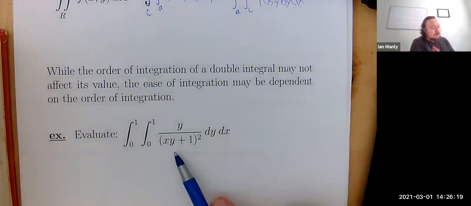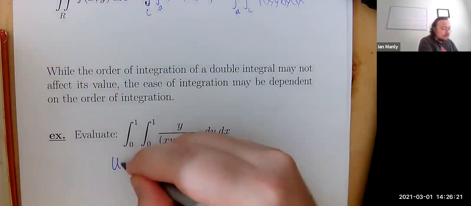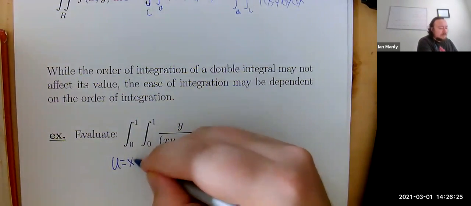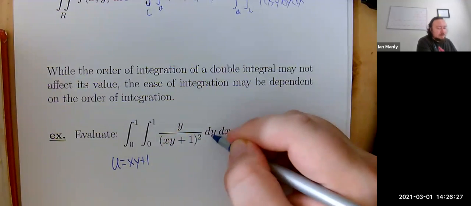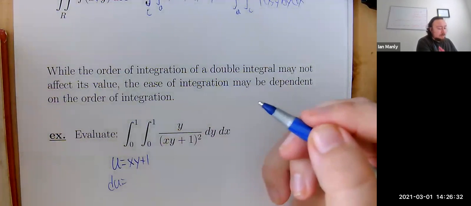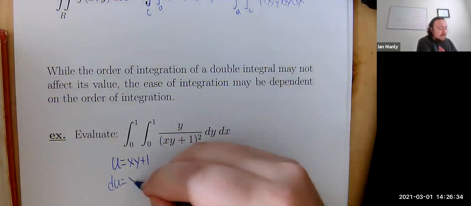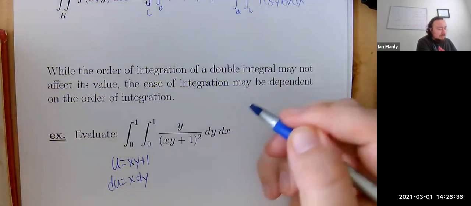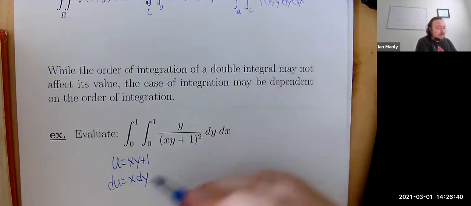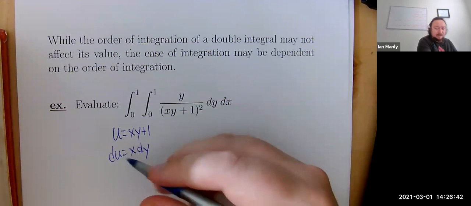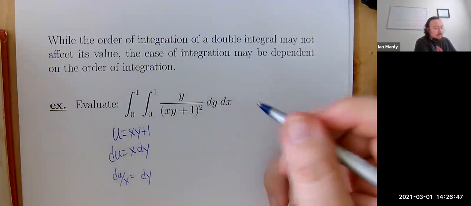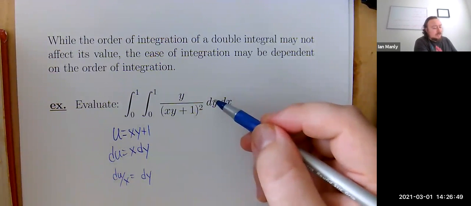All right, let's do this one. I'm going to try to do a u sub with this. Let's see how that goes. So we're going to do u is xy plus 1. Now remember, I'm doing a y integral right here. So I have du is going to be x dy. All right, now I don't have an extra x laying around in here, so I'm going to divide that over. So I'm going to have du over x is dy. All right, now let's see here.